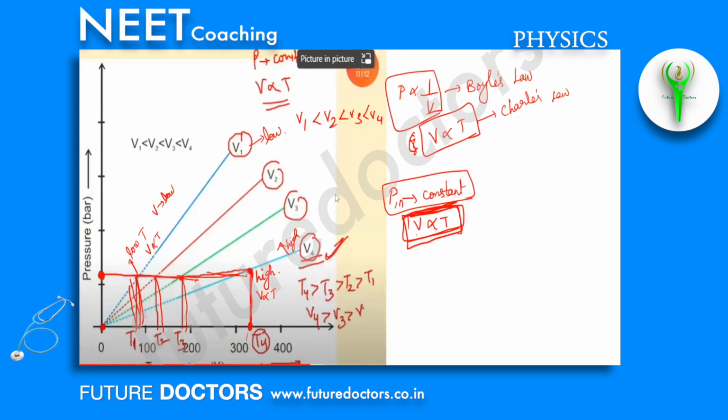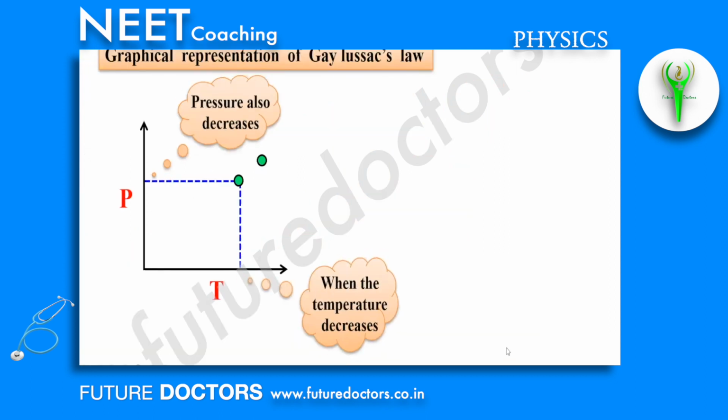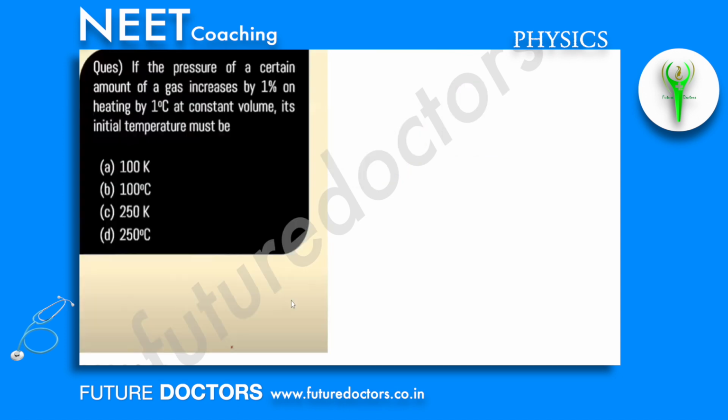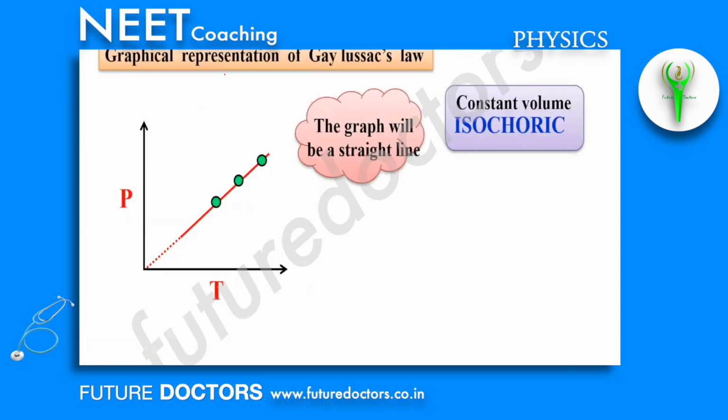So graphical representation: pressure is plotted against temperature. As temperature increases, pressure increases. The graph should be a straight line. This graph is called an isochore. Isochore means constant volume.